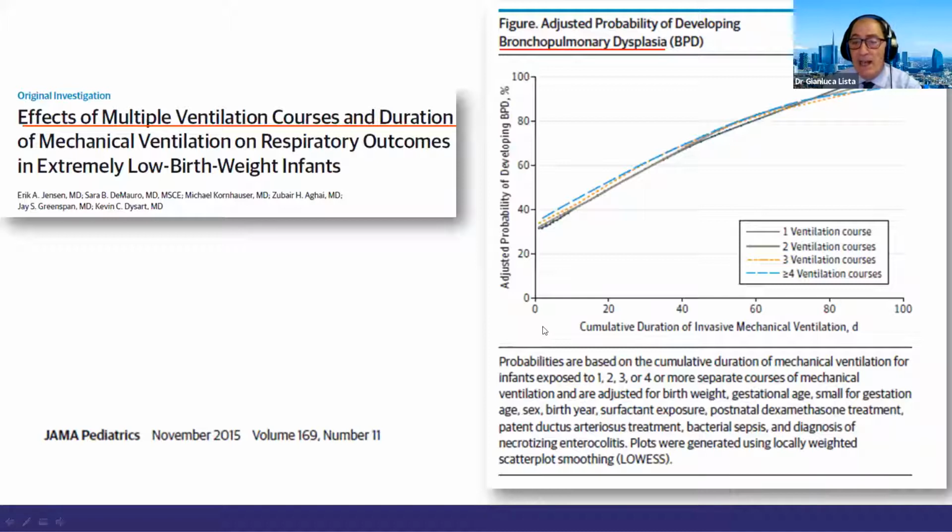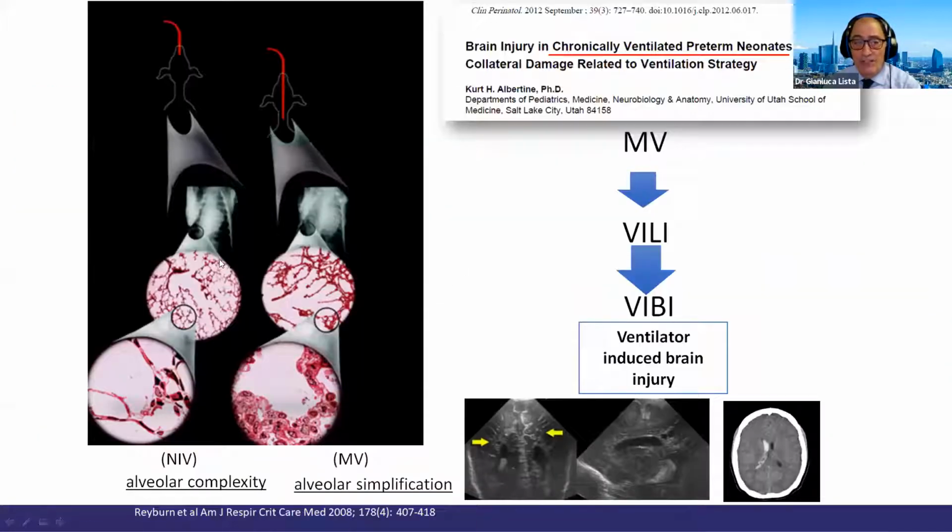And we know that the length of mechanical ventilation is associated with the occurrence of BPD. The longer the length of mechanical ventilation, the higher the correlation with BPD. Non-invasive ventilation is related to much more alveolar complexity, and mechanical ventilation, unfortunately, is related to alveolar simplification. Mechanical ventilation induces ventilator-induced lung injury, but also ventilator-induced brain injury, in particular the occurrence of periventricular leukomalacia and severe IVH.